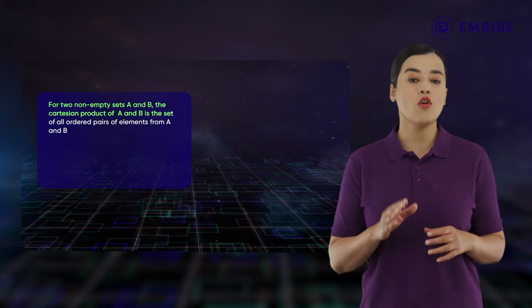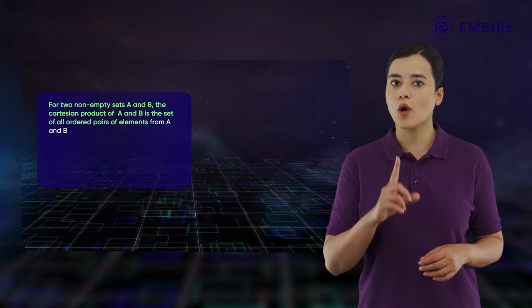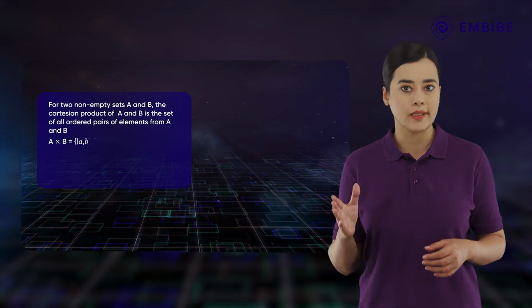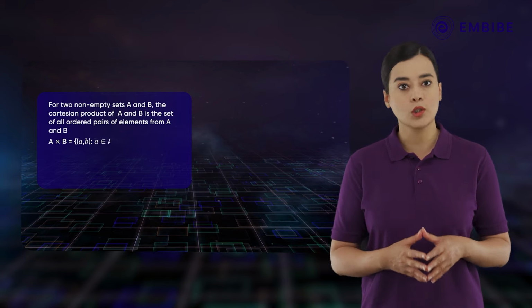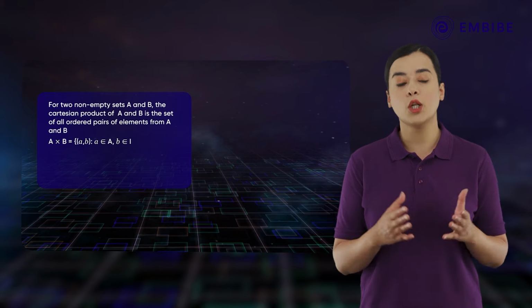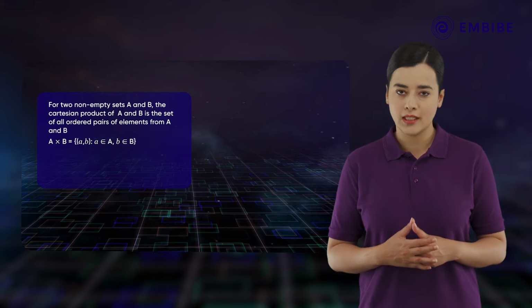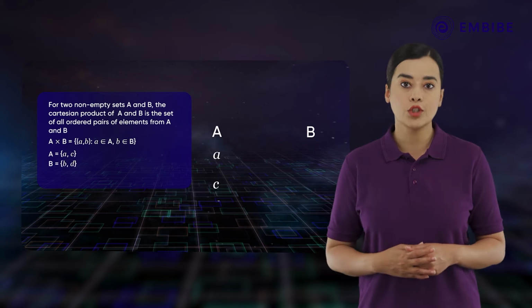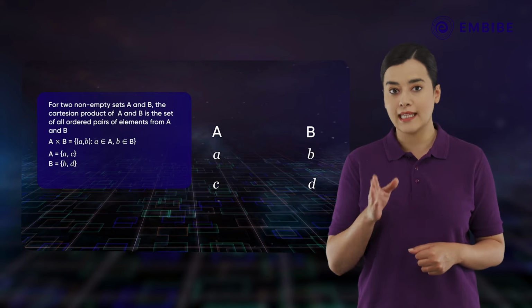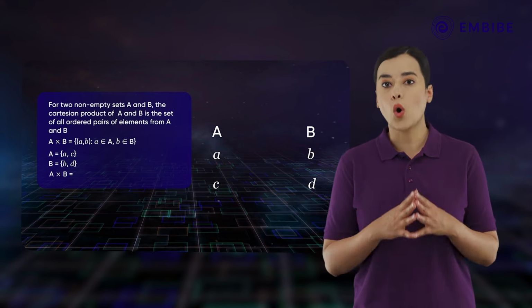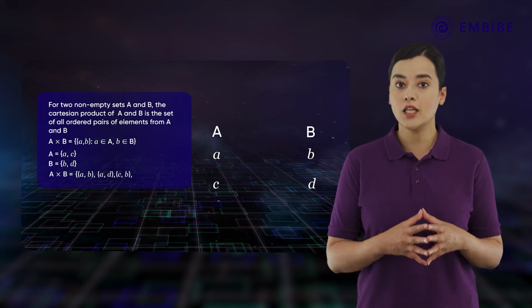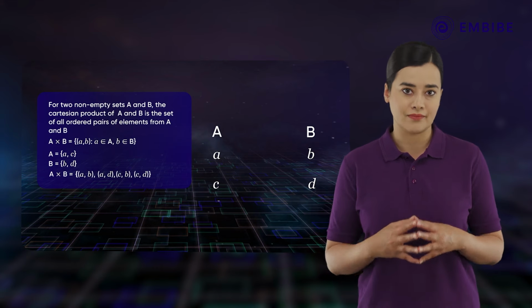We know that for 2 non-empty sets A and B, the Cartesian product of A and B is the set of all ordered pairs of elements from A and B. That is, A cross B is equal to the set of all ordered pairs (a, b), such that element a belongs to set A and element b belongs to set B. For example, if A = {a, c} and B = {b, d}, then A cross B = {(a, b), (a, d), (c, b), (c, d)}.